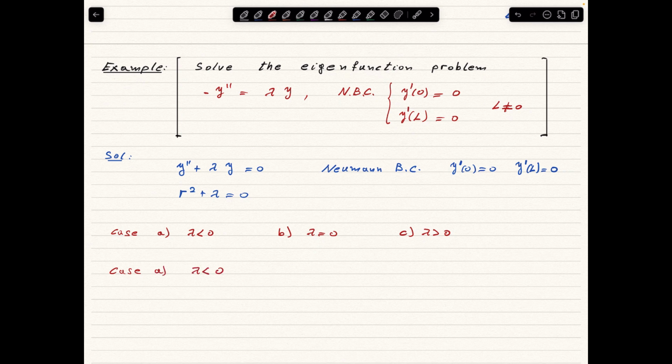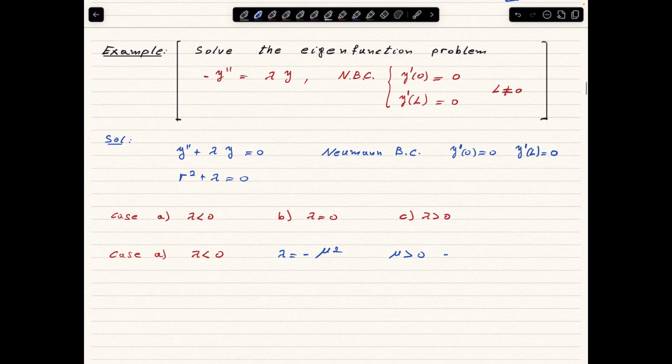Okay, let's start with case A. Lambda negative. We are doing the calculation a little bit faster because we know more or less how this works. So we are going to write lambda as negative mu squared with mu positive, so we see the negative sign explicitly. And then we have r squared minus mu squared equals 0, just like before. And just like before, we get that r squared is equal to mu squared, therefore the roots are just the real numbers plus minus mu. And then from here we get the general solution.